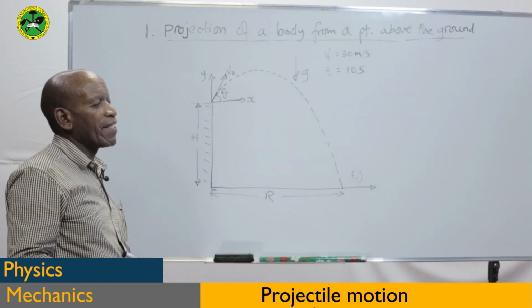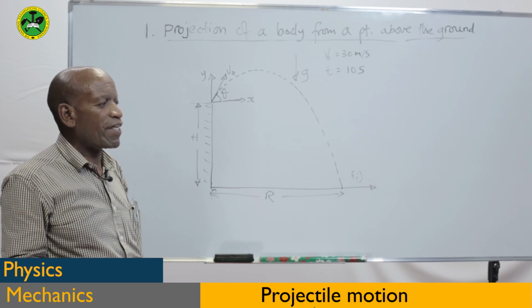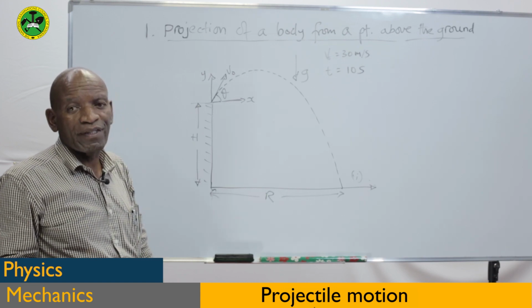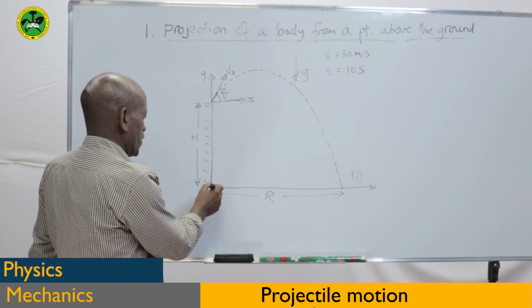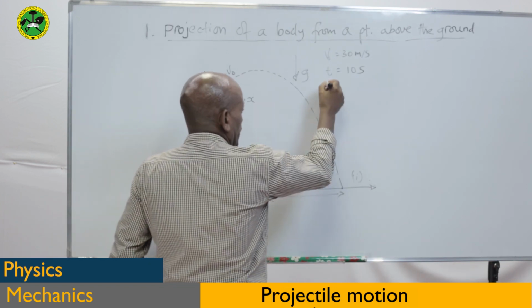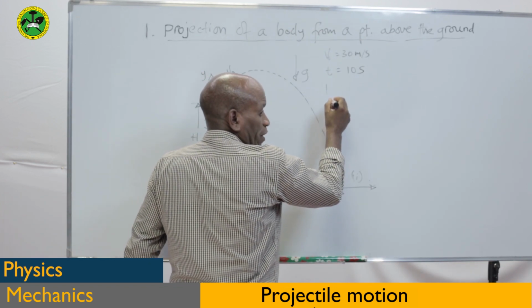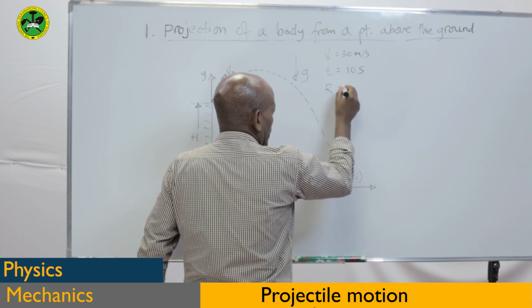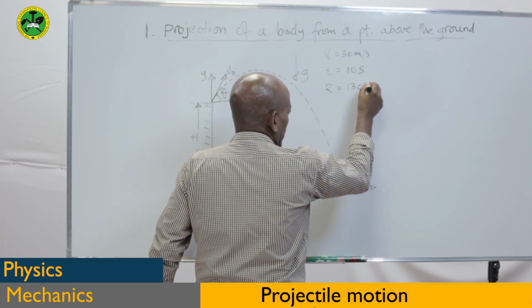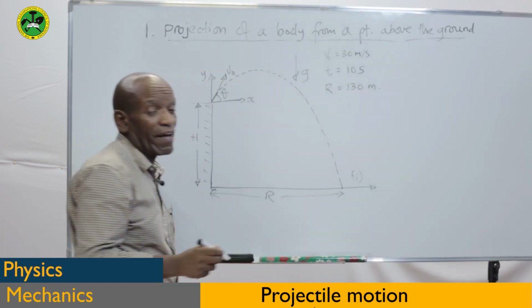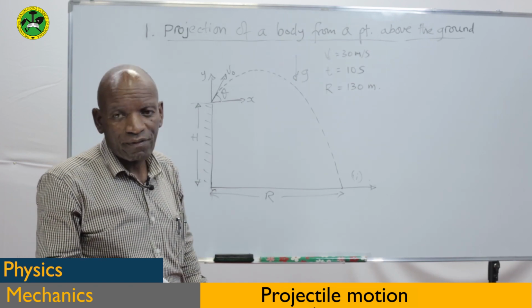And it lands at a distance of 130 meters from the foot of the building. That is the range, the distance from this point to that point, 130 meters. So the range there is 130 meters. These are the values which are given.